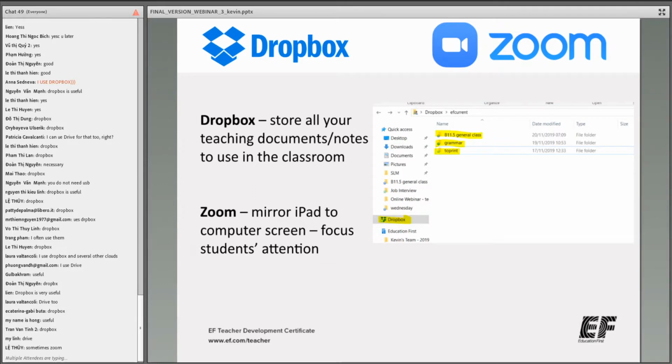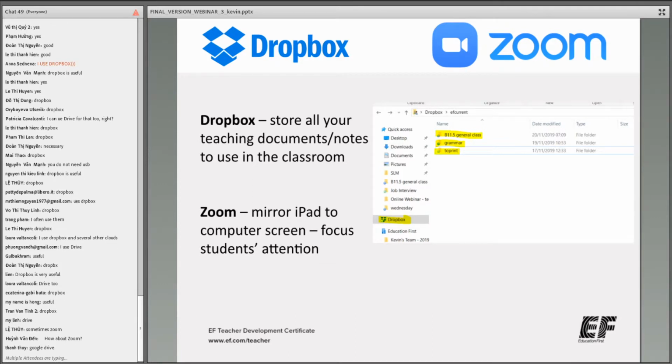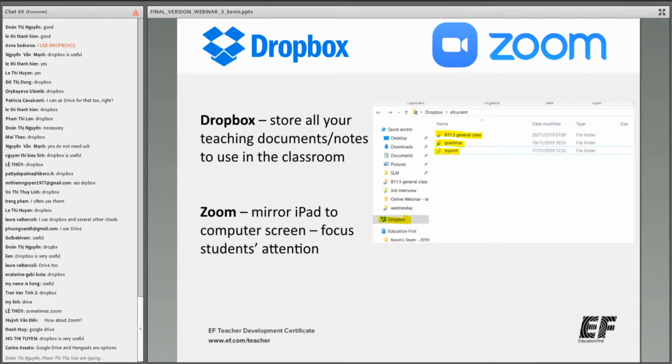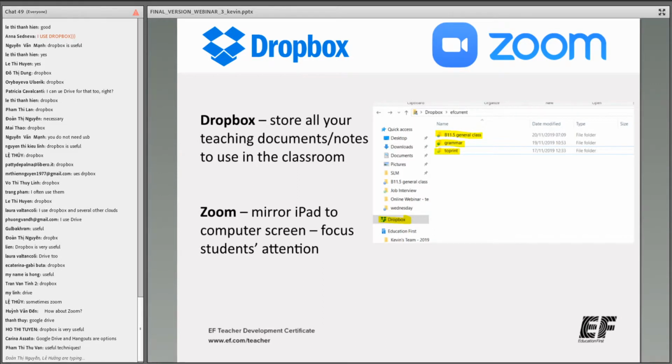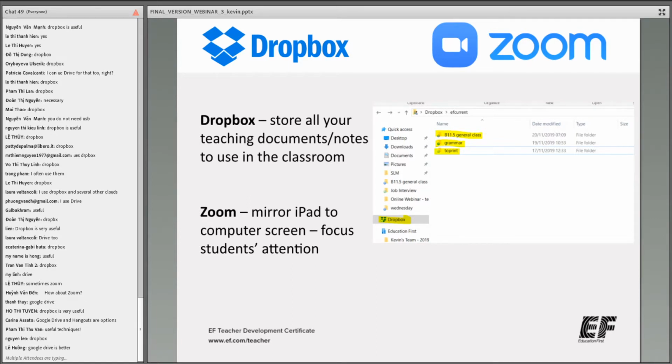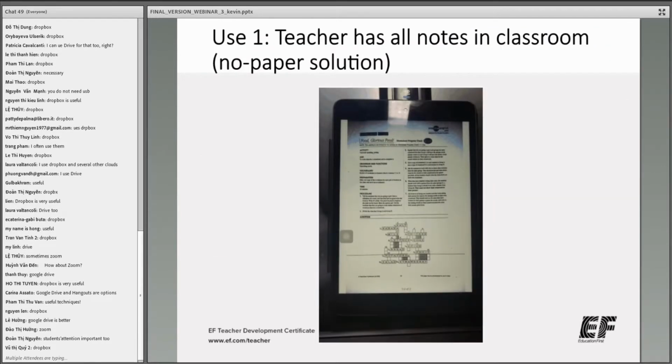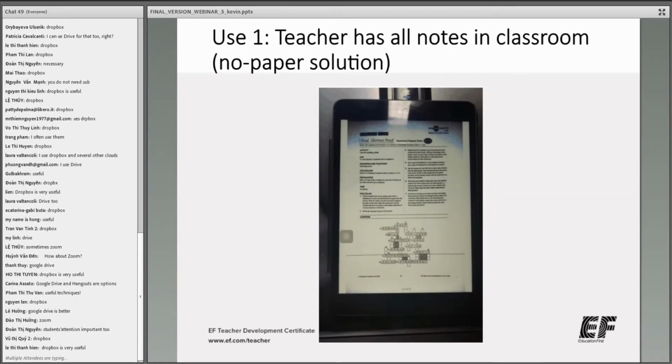Now this is how most people use Dropbox, or how most people use Google Drive. It's the same concept. It's an online storage for your documents. But I want to take it a step further, and I want to speak to you about a software called Zoom. It's a free software, and with this software, you can mirror your iPad screen. Let me show you what I mean.